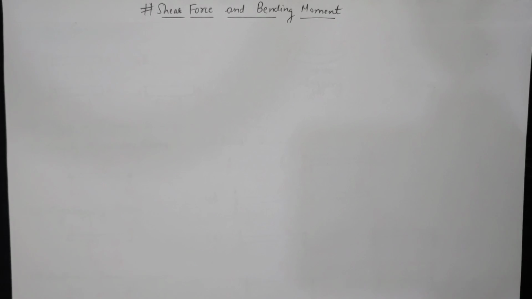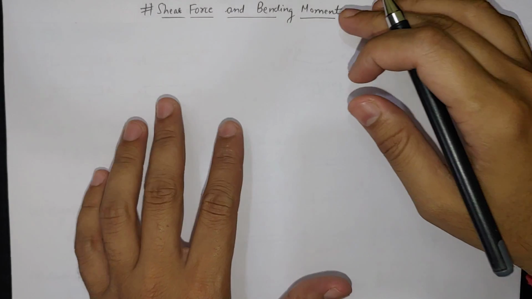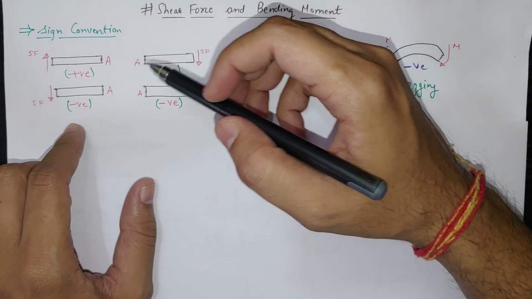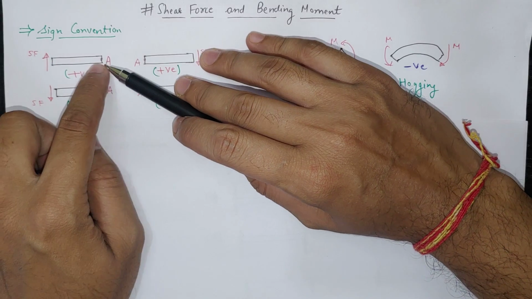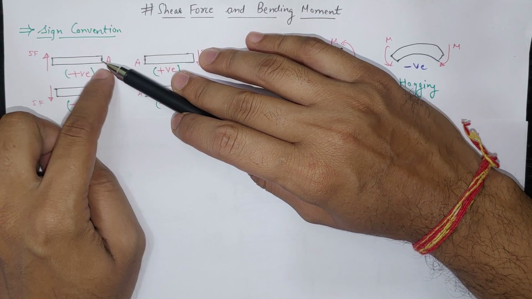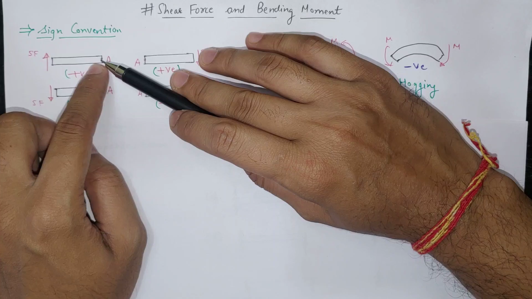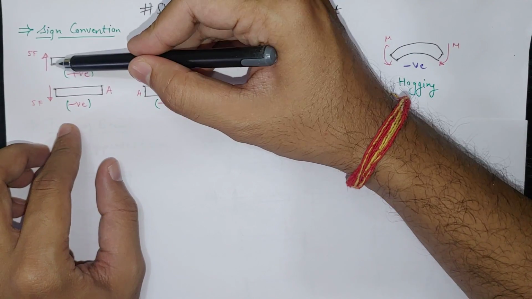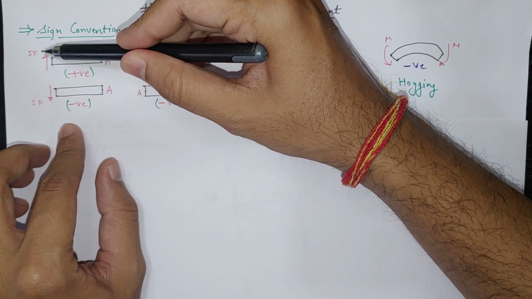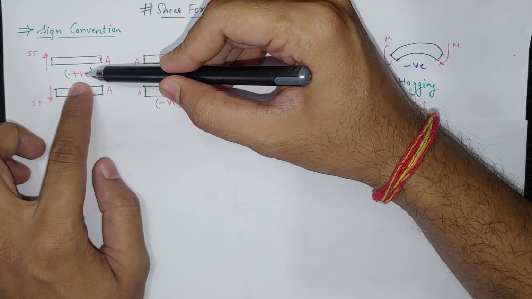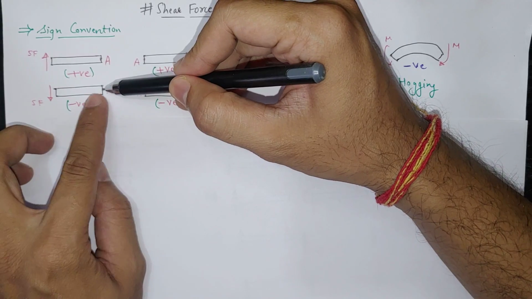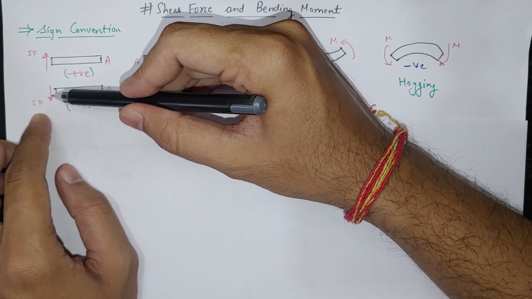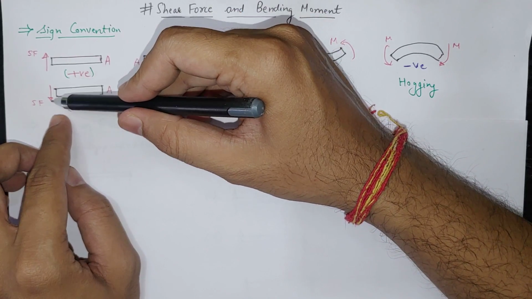In this video, we will start shear force and bending moment. So first we will understand the sign convention. For shear force, if this is a beam, and we measure from point A side to the left, then on this surface, if the force is upwards, the shear force will be positive, and if it is downward, the shear force will be negative.